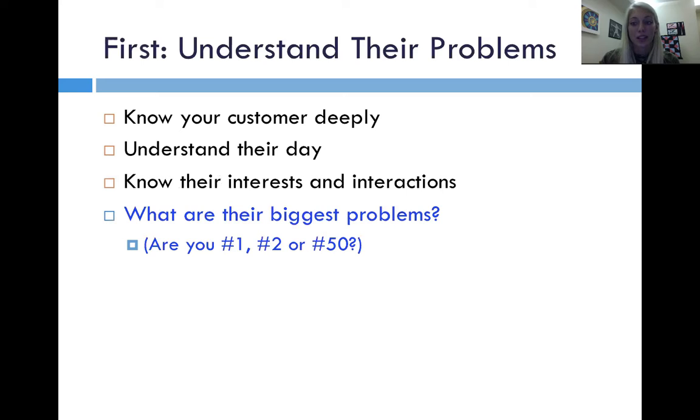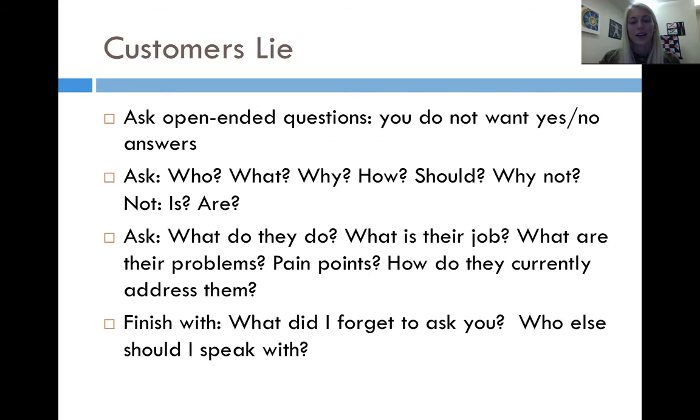You need to know your customers deeply, and that's kind of in the sense of not knowing their personal lives, but more their habits, what blogs they're reading, what their day-to-day looks like. Understand their day, know their interests and interactions, okay? This will help you understand what their biggest problems are, and if you're solving number one, number two, or number 50 with your business idea. Just understand where you are on that list and how much of a pain point you're trying to solve.